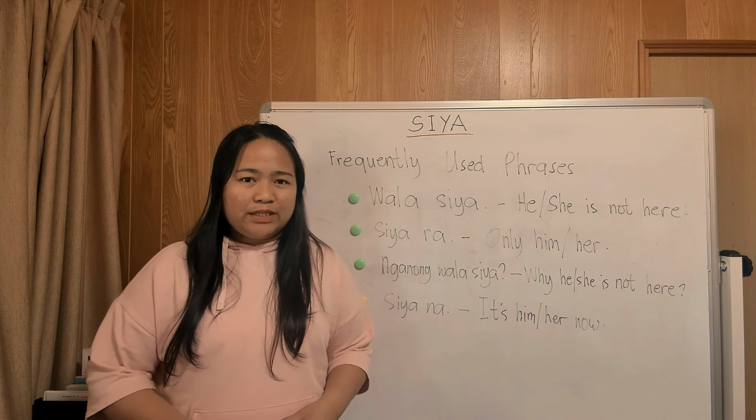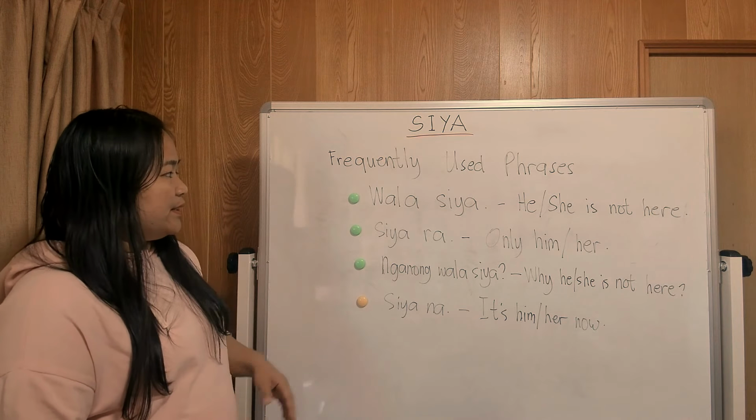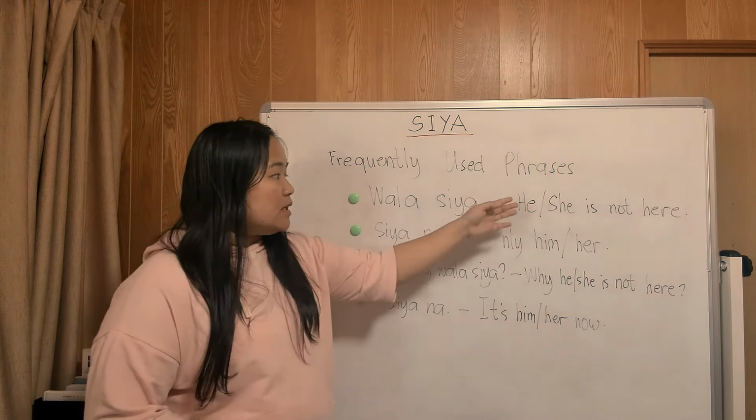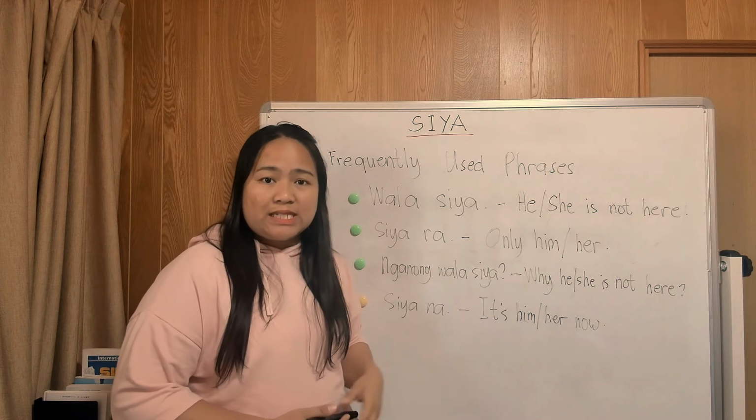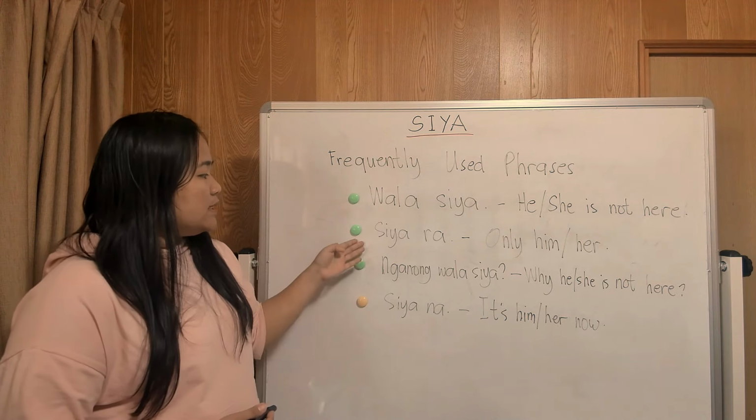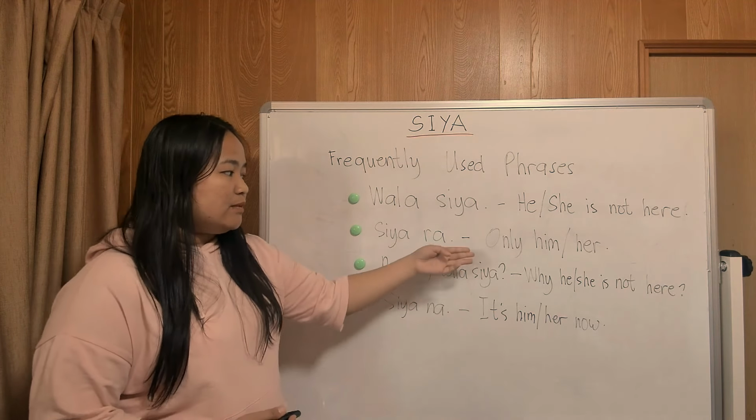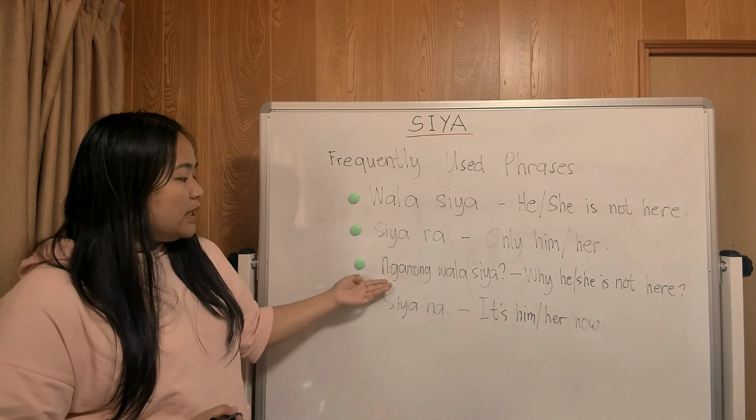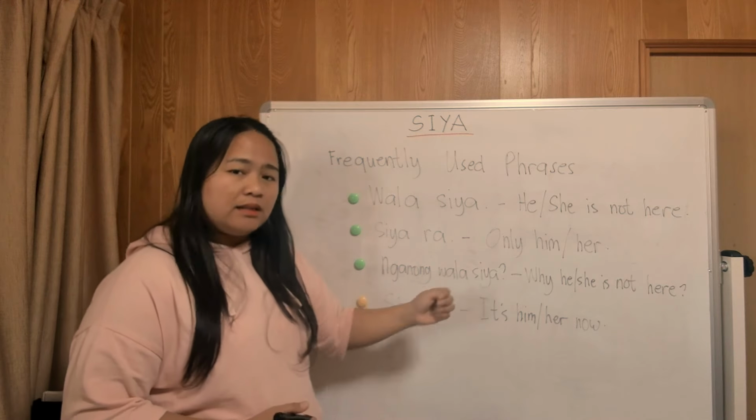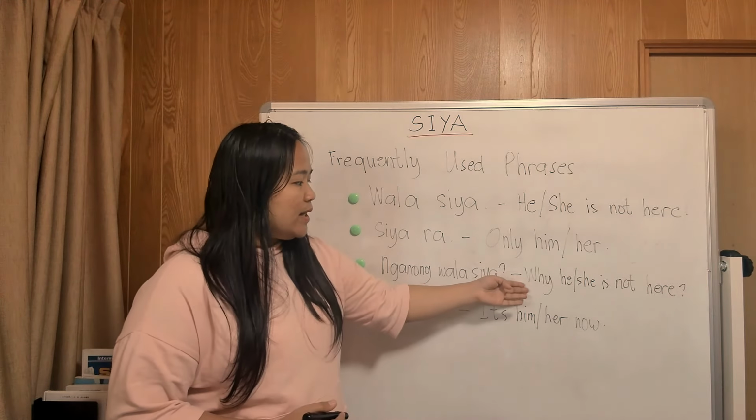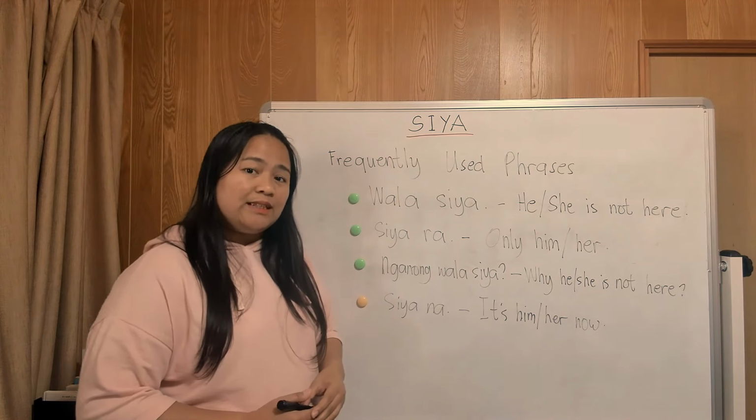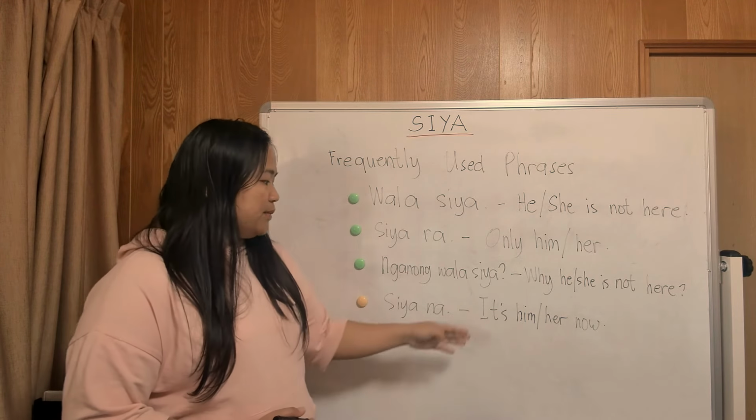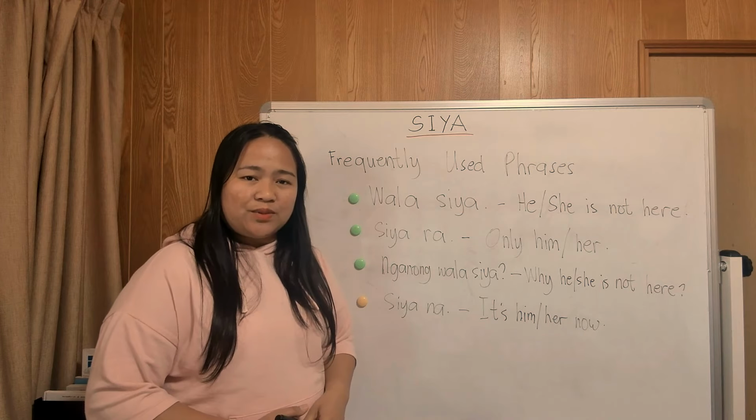Now let's have frequently used phrases. Wala siya. It means he or she is not here. Siya ra. It means only him or her. Nganong wala siya. It means why he or she is not here. And siya na. It means it's him or her now.